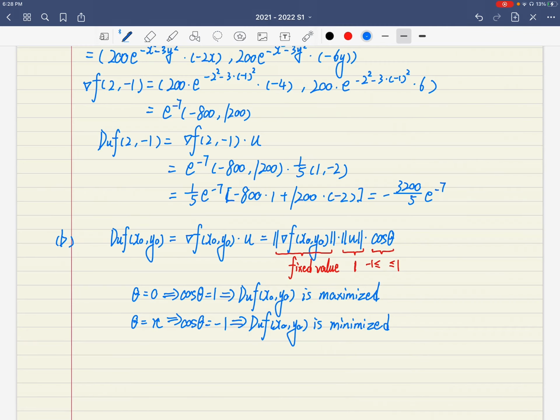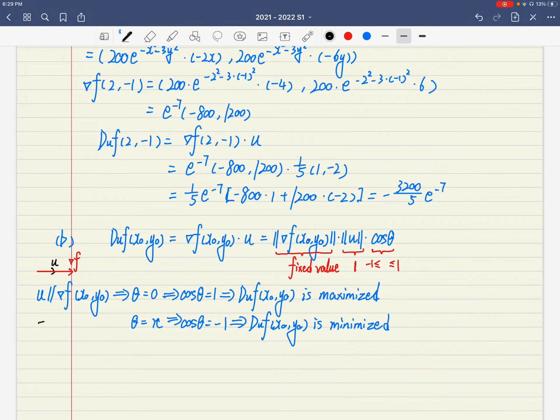So when theta is 0, what does that mean? That means the angle between these two vectors, u and this gradient vector, is 0, when they are parallel. That means cosine theta is 1. So if you draw it, this is going to be u, and this is going to be the gradient vector.